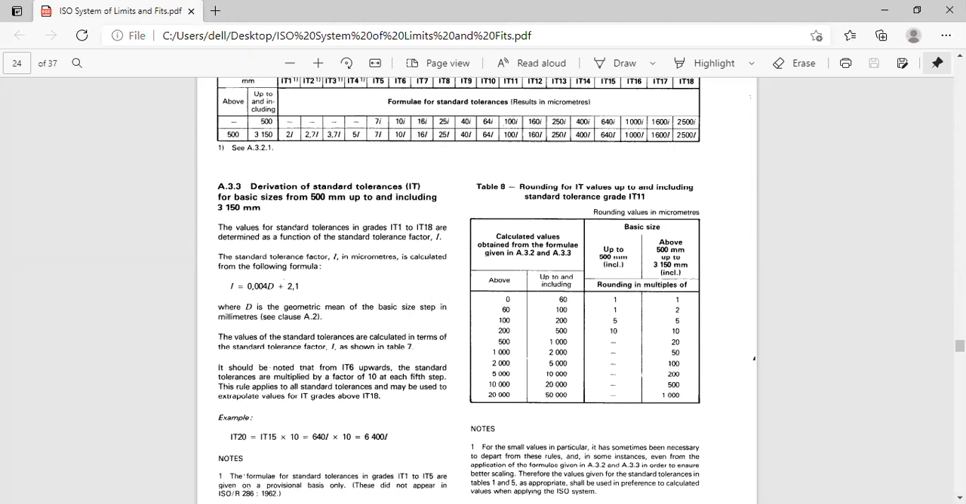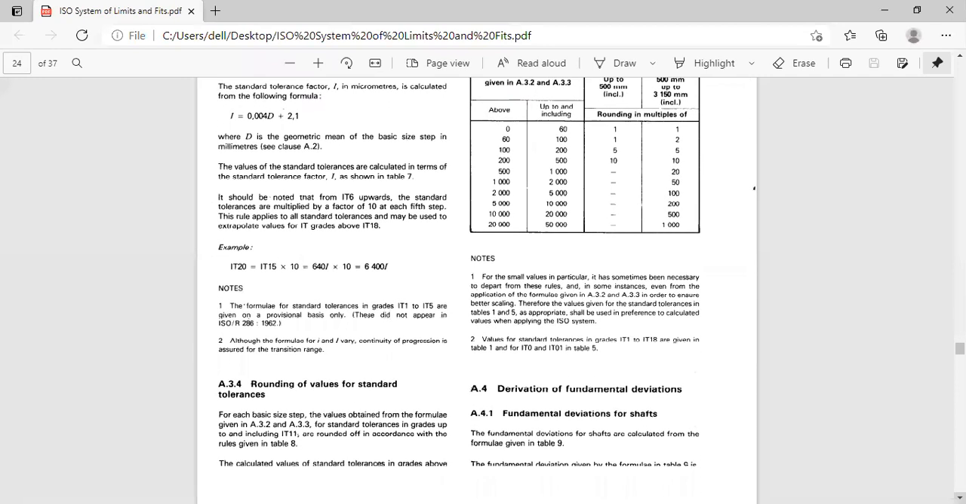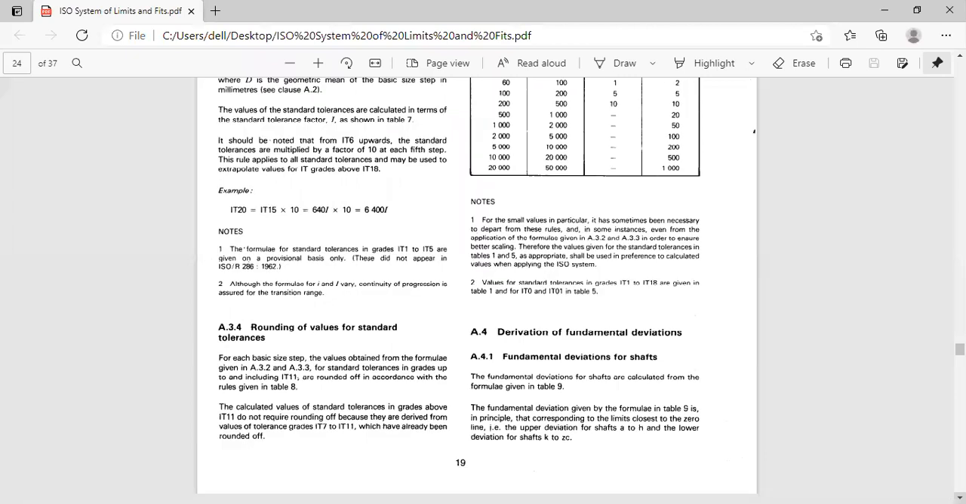Already I told you how to calculate for sizes above IT18. Already I told you the factor you have to take as 10, and you have to multiply that factor with IT15. This already we have discussed. So all these tables are very important. All these tables are important to practice how to take the appropriate, correct value from the tables, as well as the fundamental deviations for holes and shafts.